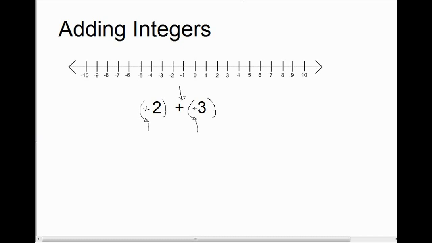So if we're going to use a number line to answer this question, usually what we would do is start at the first number. So we would start at 2, and if we're adding 3, that means we're moving to the right 3 places. So if we're adding positive 3, we're moving to the right 3 places, and so positive 2 plus positive 3 is positive 5, or just 5.